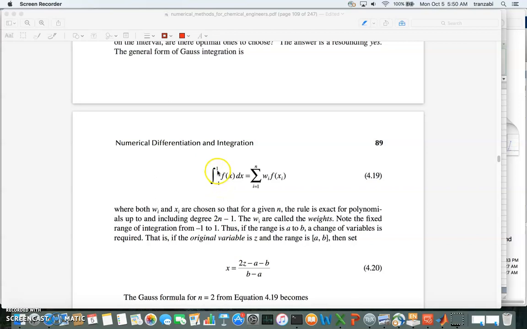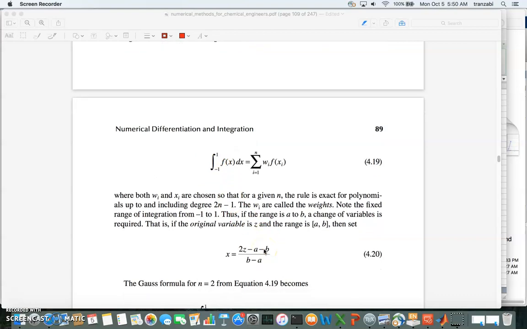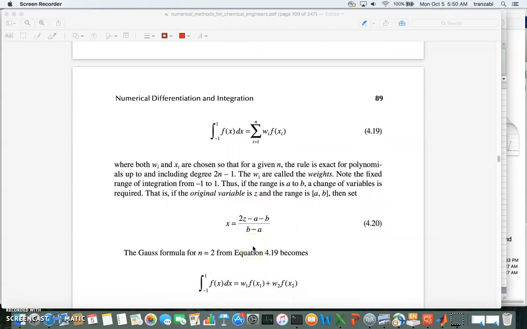One really important thing about the Gauss Quadrature is that the limit of the integral should be from -1 to 1. If it's not, we have to transform the limits to be between -1 and 1. So here is a case where we want to integrate f of x dx from a to b, instead of -1 to 1.